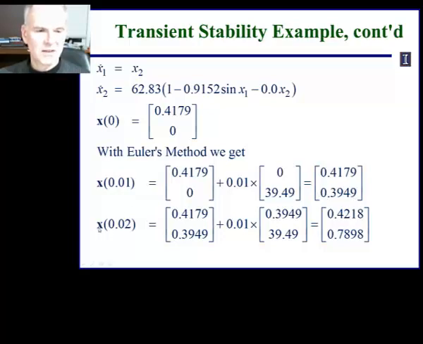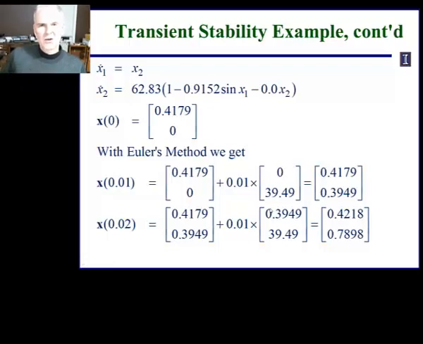Repeating the process for the second time step, now we get the angle changing and we get the speed continuing to increase. So while the fault's on, our generator is starting to accelerate, getting a delta dot that is positive, which then causes delta to increase.